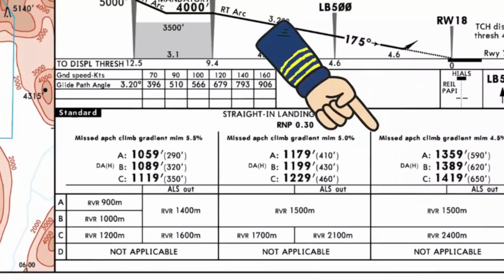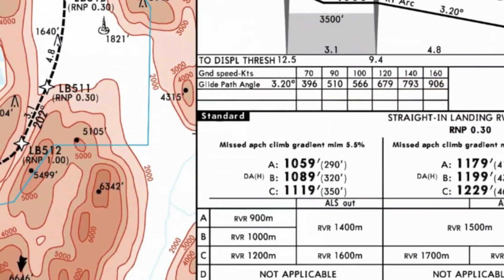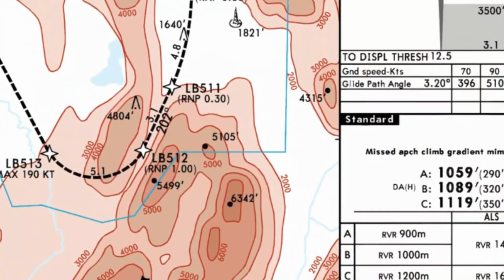In the minima, you see once again the minima are defined for the RNP of 0.5, and they only depend on the missed approach climb gradients that the aircraft would have on a single engine. Let's continue with another RNP approach.